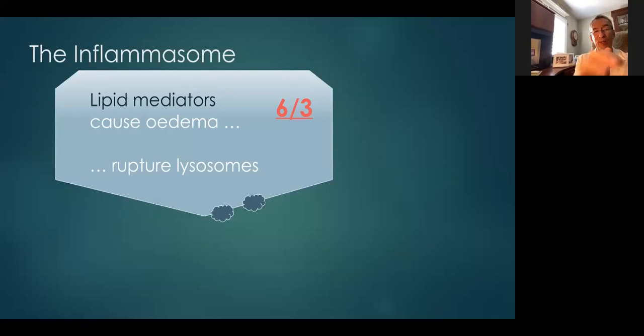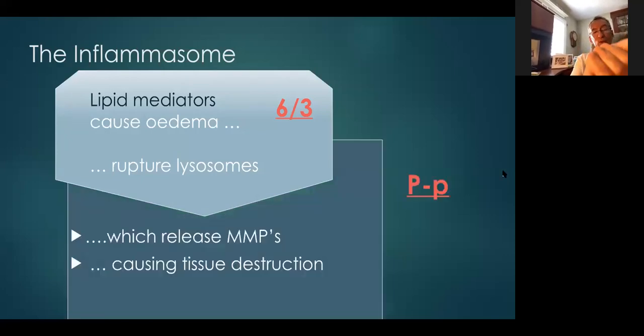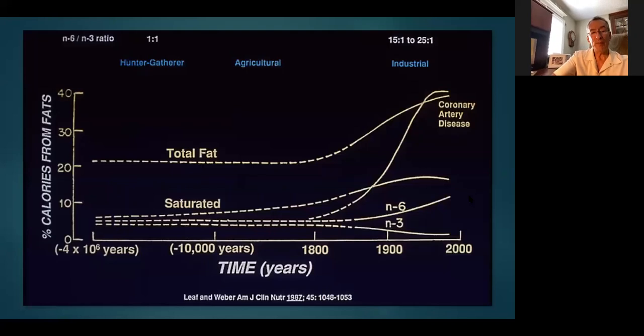And as they are released, if you have a high 6:3 ratio, these little droplets that the cell is releasing are pro-inflammatory. They release enzymes called proteases, and also other enzymes called matrix metalloproteases. And these enzymes are incredibly destructive. They cause widespread tissue destruction.